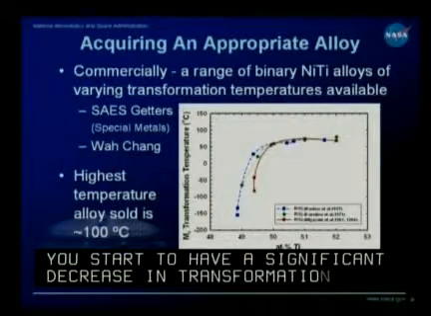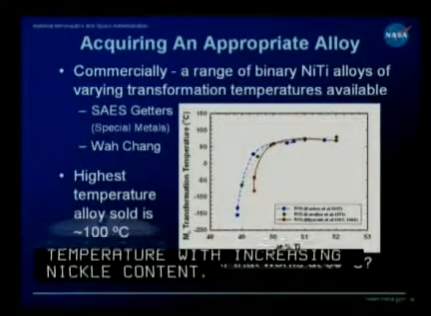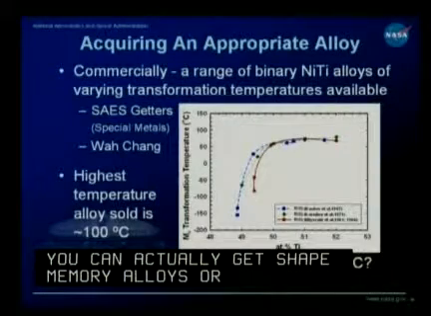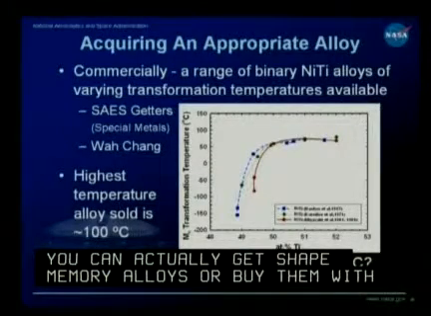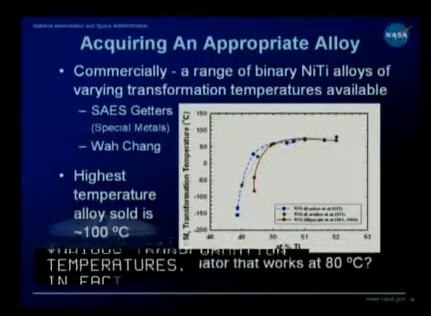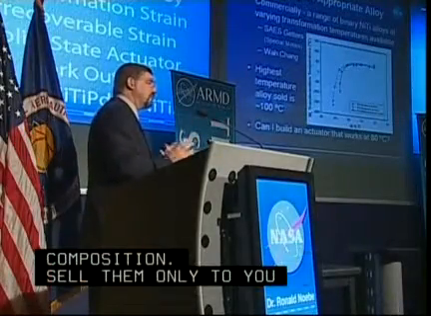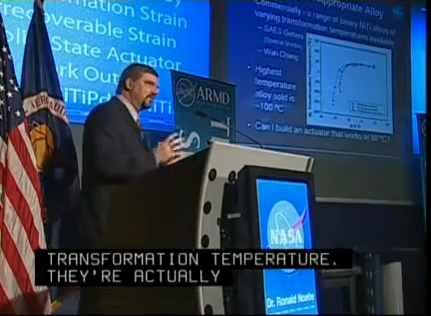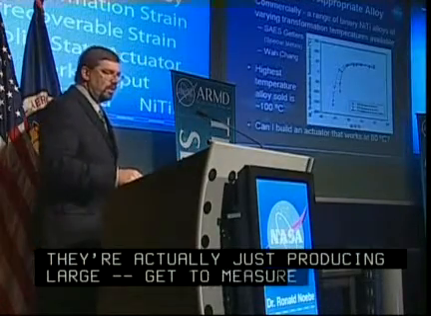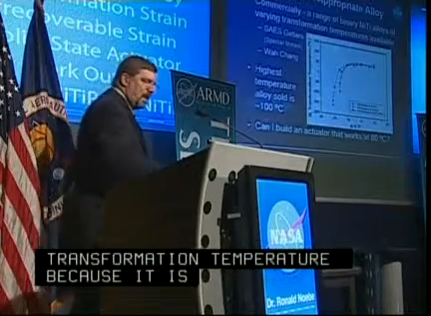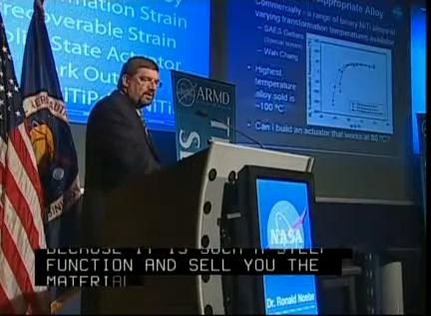So you can actually get shape memory alloys, or buy them, with various transformation temperatures. In fact, the companies won't sell them to you based on composition. They'll sell them to you only based on transformation temperature. They'll produce large ingots, measure the transformation temperature because it's such a steep function, and sell you the material you want. So let's buy the 100 C material that Huacheng will sell us.